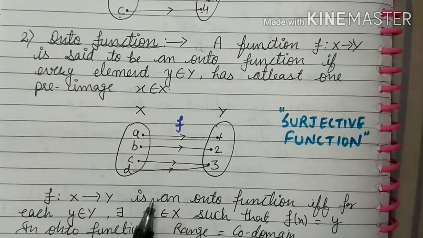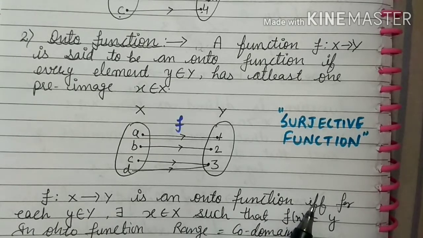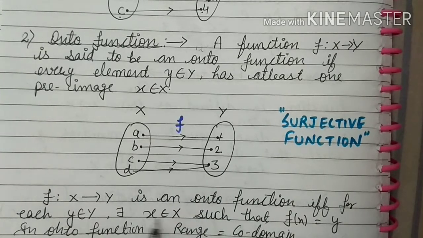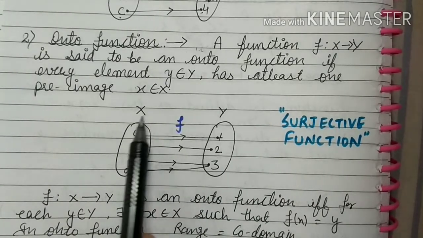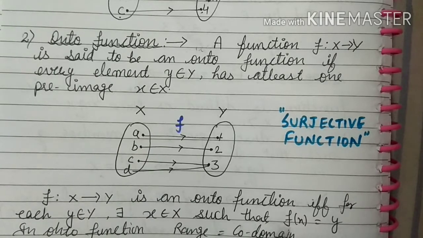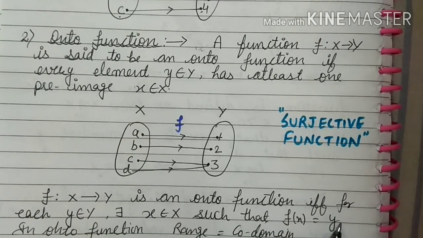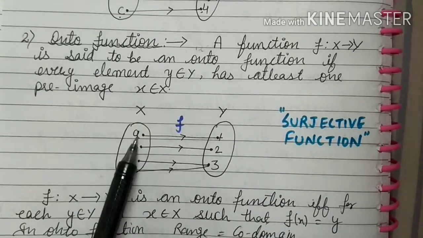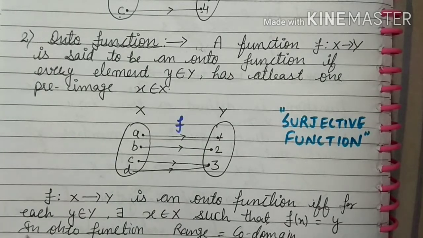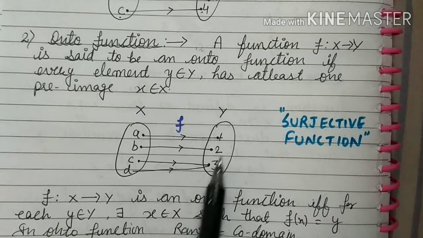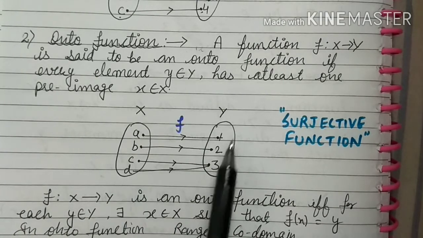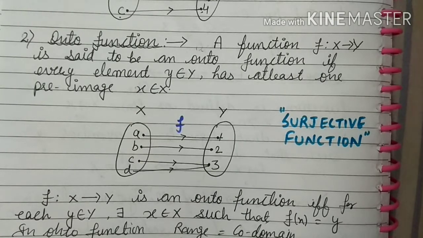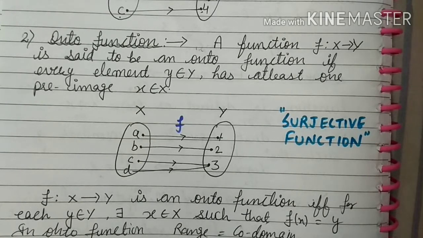So f from X to Y is an onto function if and only if for each y belonging to Y, that is, for every element of the second set, you should find an x in set X, an element in this set, such that f(x) equals y. This onto function is also called surjective function. We can say that this function is a surjection. In an onto function, we can see that all the elements have their preimages, meaning the range of f and the codomain of f are the same. So we can write it here: range and codomain are the same for the onto function.